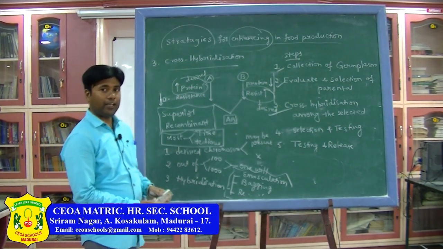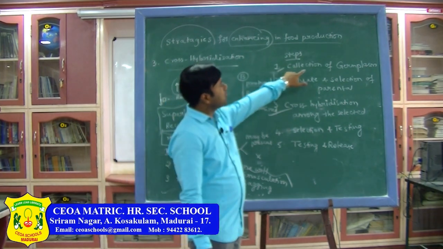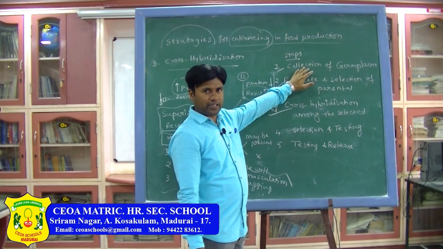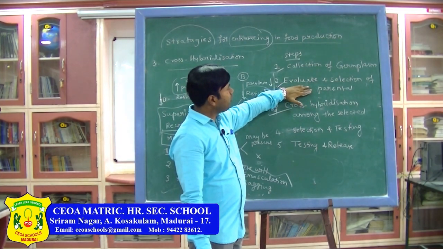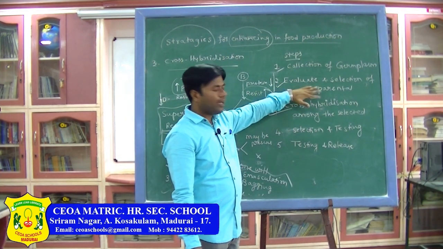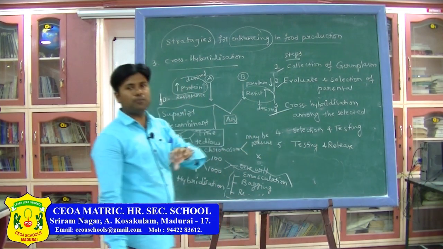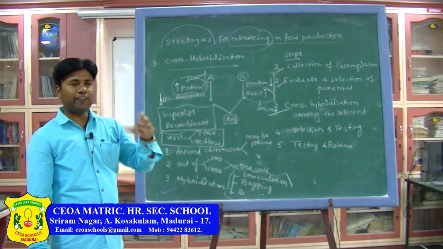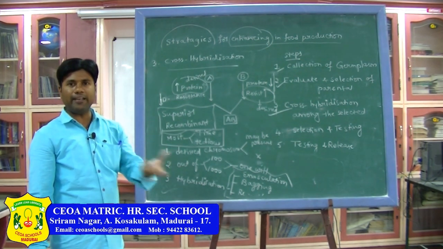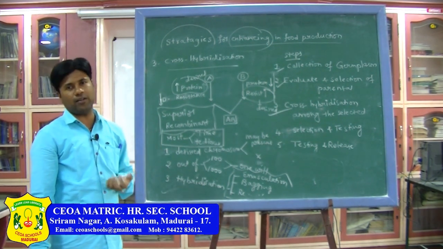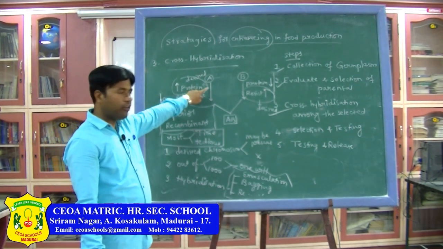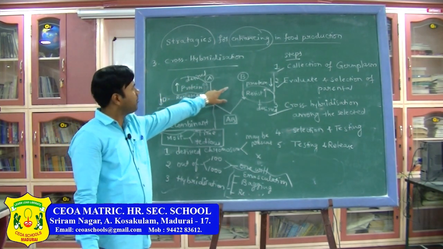So once again I am revising. Collection of germplasm, just desired characteristic seeds or plants we are collecting. Next, evaluate and selection of the parental one. Evaluate means among the germplasm, among the seeds, we are selecting which one as a parental, male parent or female parent in the bisexual plants when we see. Next, third one, we have labeled A is the male and B is the female.